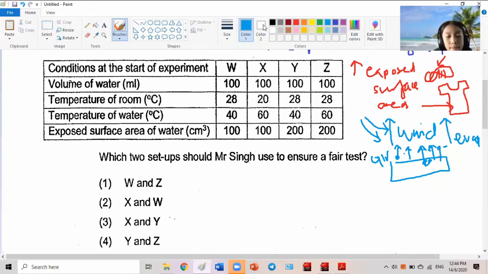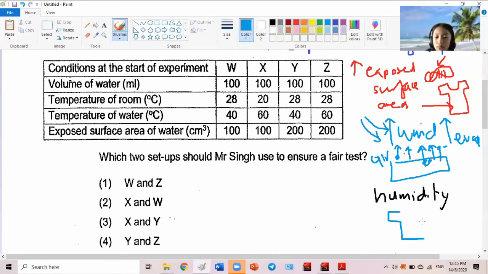Okay, that brings us to humidity. Humidity means how wet it is. So after a raining day, you don't need to hang out your clothes. Why? Your clothes will not get dry. Why? Because there's already a lot of water vapor in the air. Do you understand? Totally saturated. That means full of it.